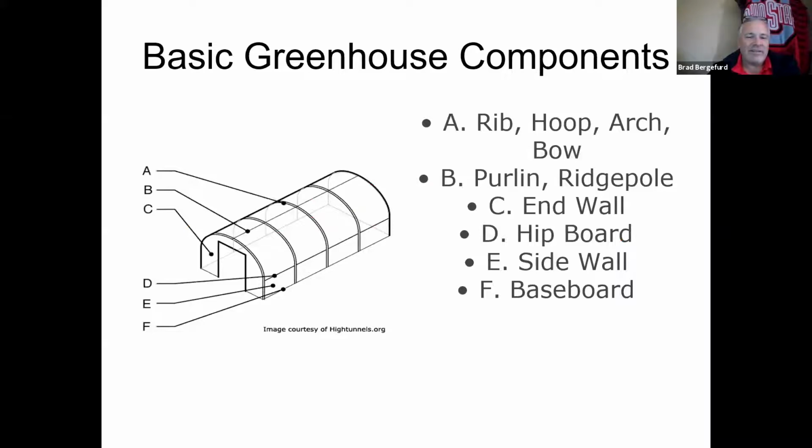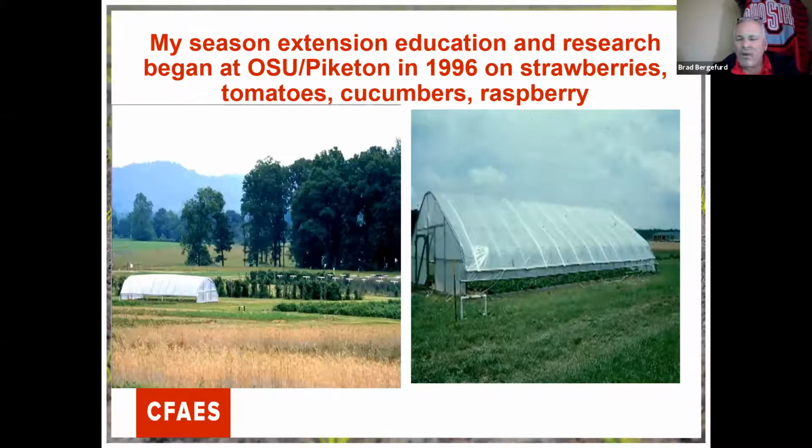Oops, went too far. But before high tunnels were even high tunnels, back in '96, for those of you that have been at our South Centers at Piketon, we actually had this harebrained idea: why can't we put these strawberries into a greenhouse like you see here and get these strawberries blooming a little bit earlier and maybe get an earlier market? So that was the first thing that we did.